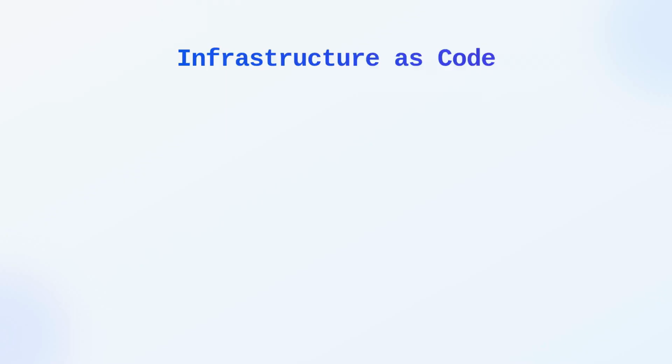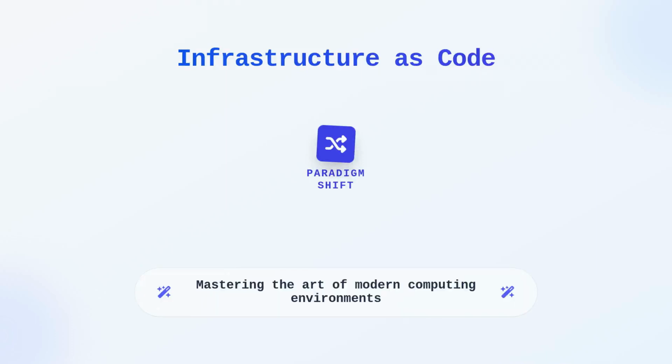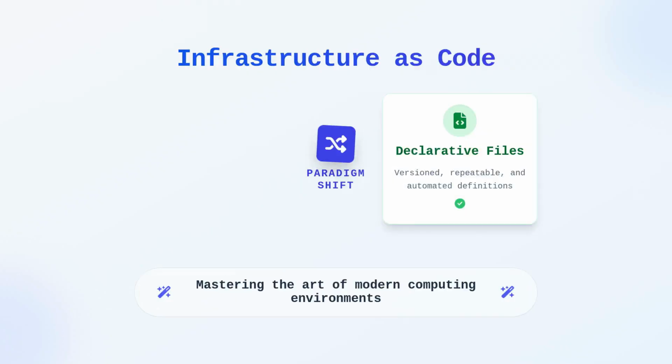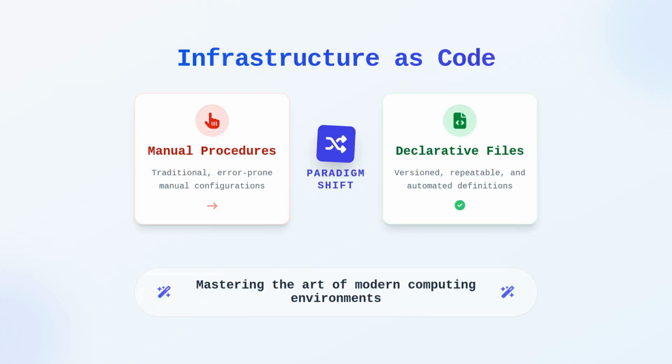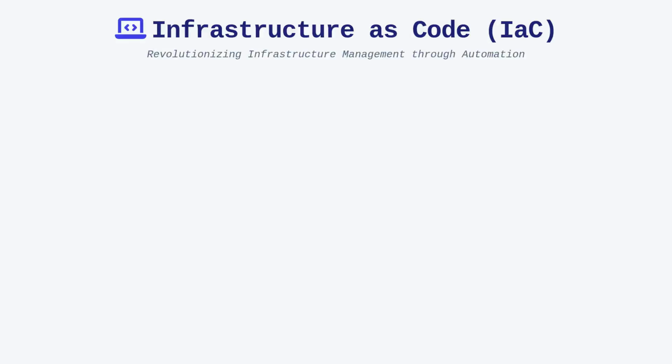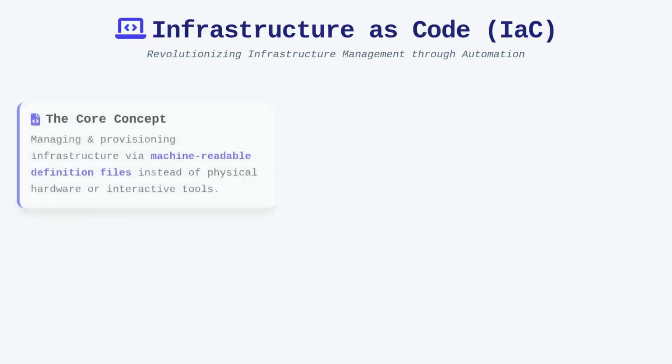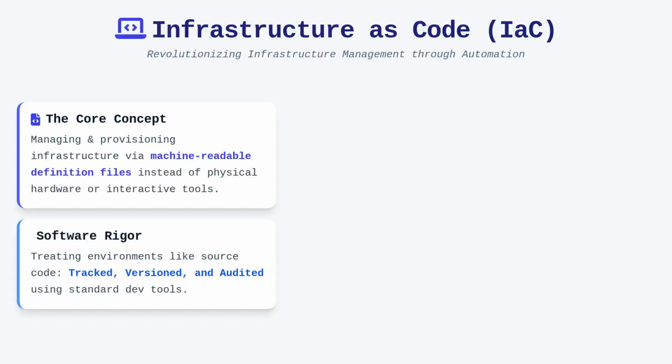Welcome to our exploration of infrastructure as code, a paradigm shift that fundamentally changes how we manage modern computing environments. In this chapter, we will master the art of defining server configurations through declarative text files rather than manual procedures. Infrastructure as code, or IaC, is essentially the practice of managing and provisioning computing infrastructure through machine-readable definition files, rather than physical hardware configuration or interactive configuration tools.